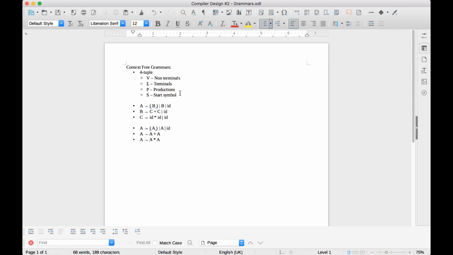Now, the start symbol is a non-terminal that, you guessed it, is the start symbol. It's the non-terminal that starts the grammar. In this case, it's A, and for this grammar, it's A as well.